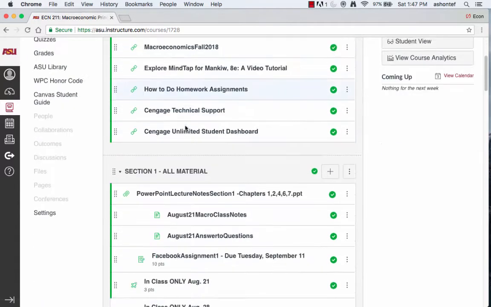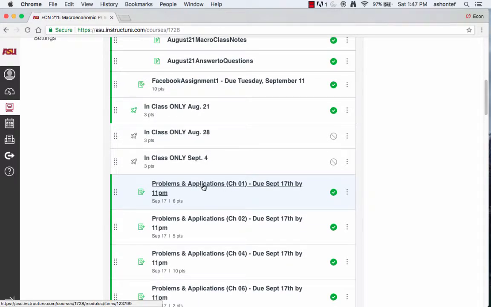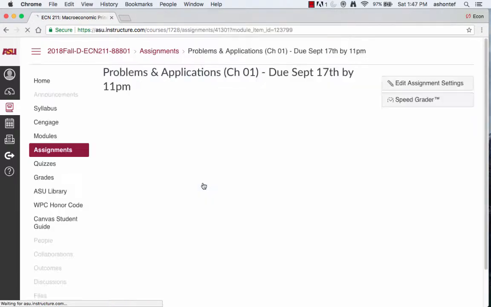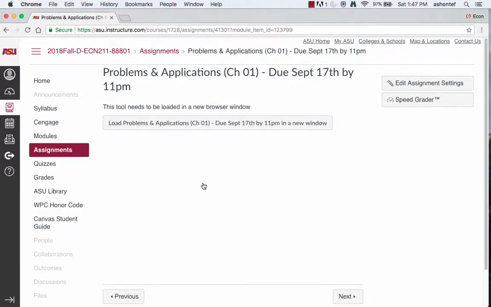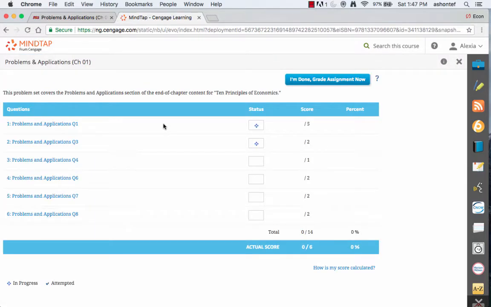We'll scroll down to Section 1 material, and we're going to start with the problems and applications. The problems and applications are the title for each chapter homework in the Cengage MindTap system. So we'll start with chapter 1. We'll click on that, and it will then take you to a new page which will tell you to load the problems. So we'll load them, and it will come up. It's pretty quick. And we'll start with question number 1.